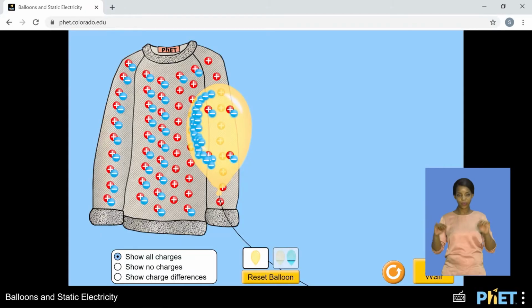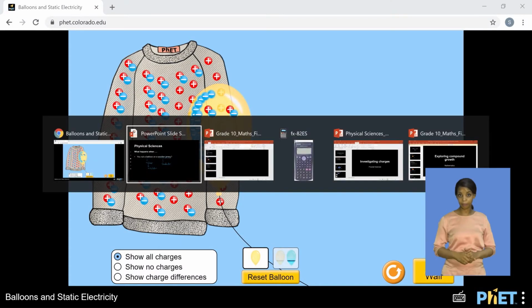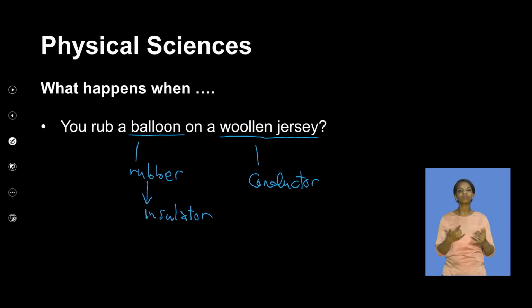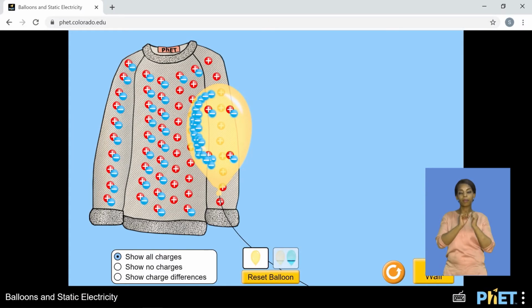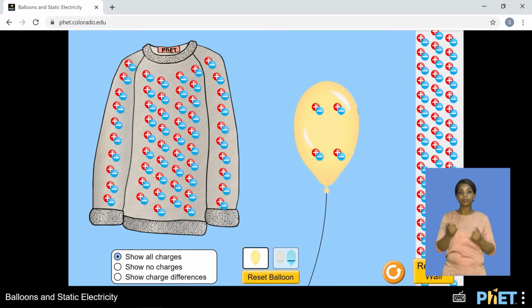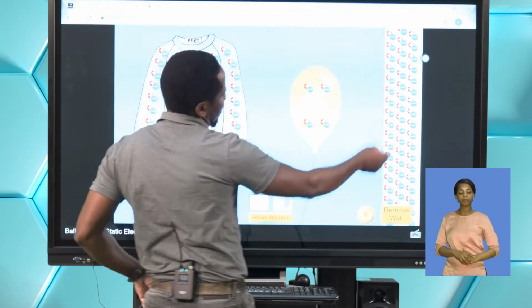Right, moving along, we would also want to look at a scenario whereby the very same balloon and jersey is actually between two materials. That's your wall over there, as well as that's your jersey. But now we've reset everything. Let's go back to the simulation and talk to it a little bit. Now I'm going to reset everything, and you'll realize that we've got a wall.